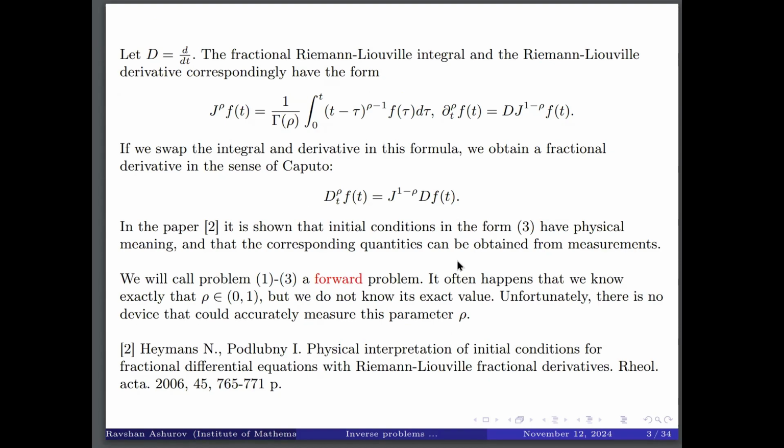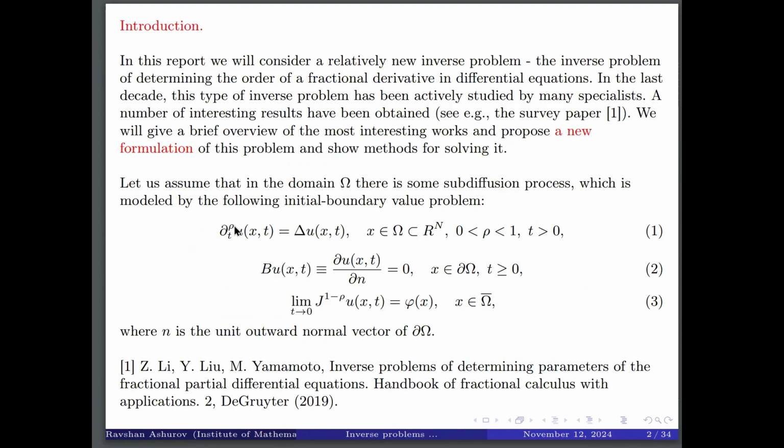And you see, it often happens that this parameter is not known exactly, but we know that this parameter lies in this interval 0, 1, but we don't know the exact value. And unfortunately, there is no device to measure this parameter. That's why we have to determine it analytically, by solving the first problem. And it is important to know this parameter, because otherwise we cannot solve this equation and problem, and also we cannot investigate properties of the solution.